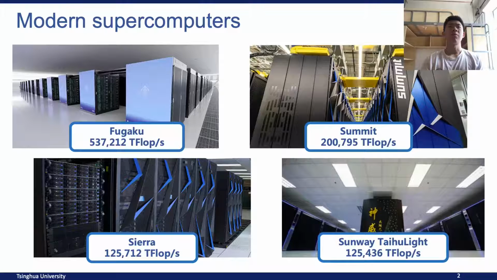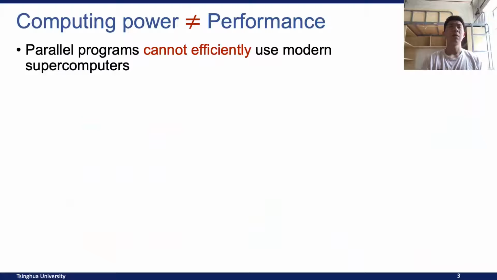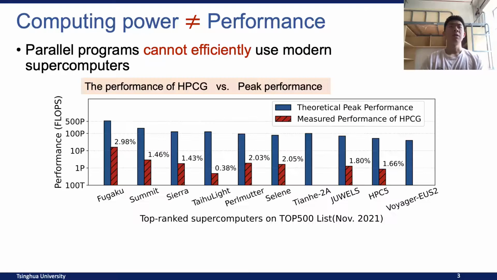The scales of modern supercomputers become larger and larger, which bring unprecedented growth of computing power. For example, the theoretical peak performance of Fugaku is over 500 petaflops. However, parallel programs cannot efficiently use the computing power of modern supercomputers.